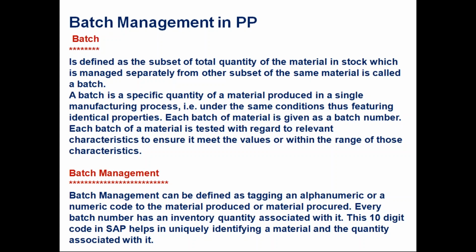In some industries, some materials and goods are subjected to batches. It means when you purchase the materials, the raw materials, or when the company produces the finished materials, they are maintained with a batch number along with some information like expiration date, manufacturing date, etc.